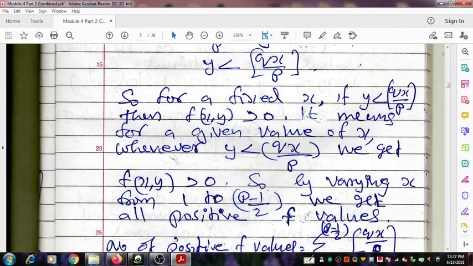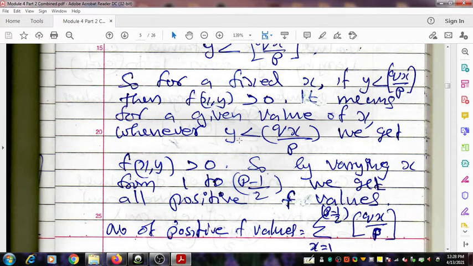So it means that for a given value of x, whenever y is less than qx by p, and since we don't take the square bracket, y is less than qx by p, that means y is less than or equal to qx by p in square bracket.